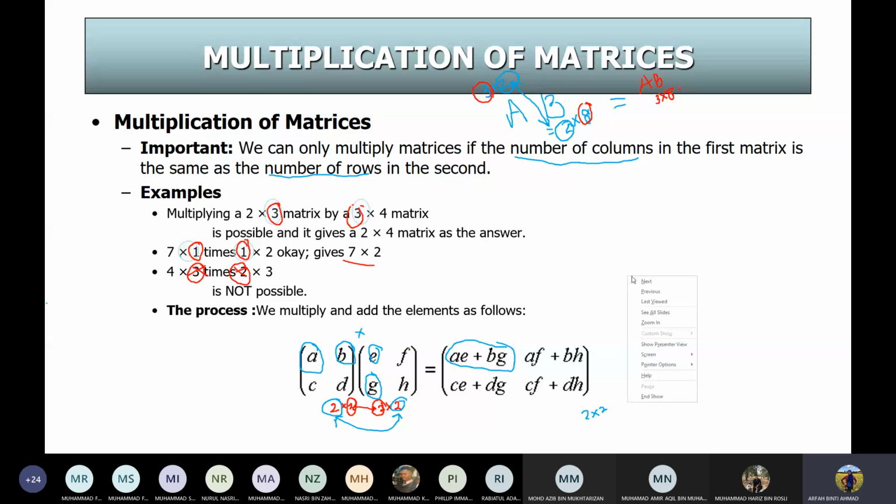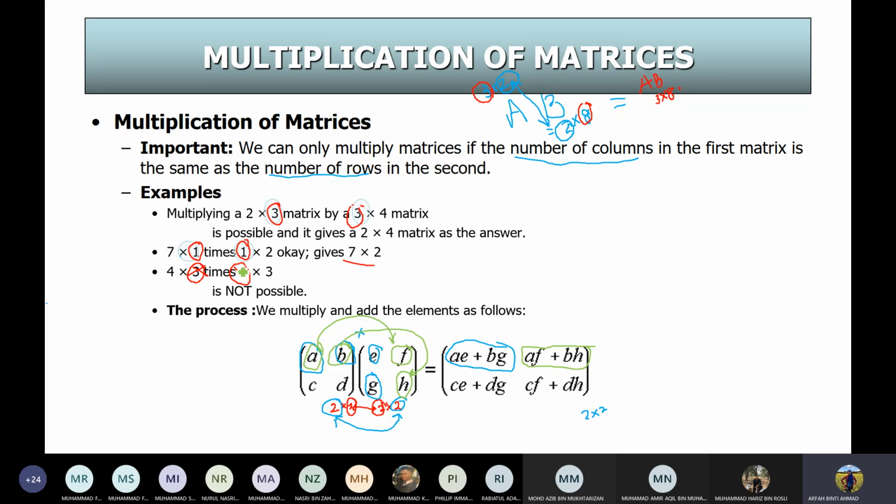So yang kedua awak akan ambil baris pertama A, B darabkan dengan kolom kedua F, H. So you get A darab F tambahkan dengan B darab H. So this is the second element in the matrix.